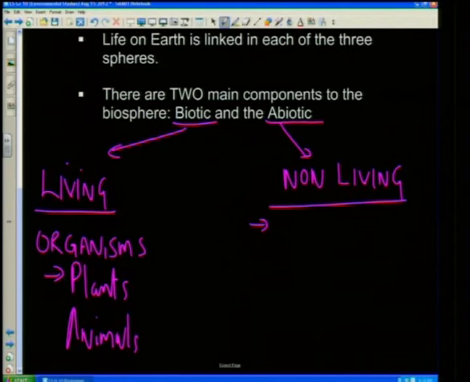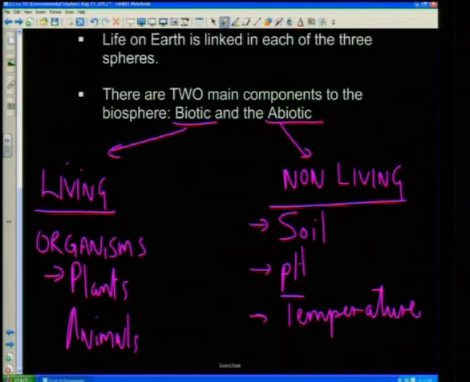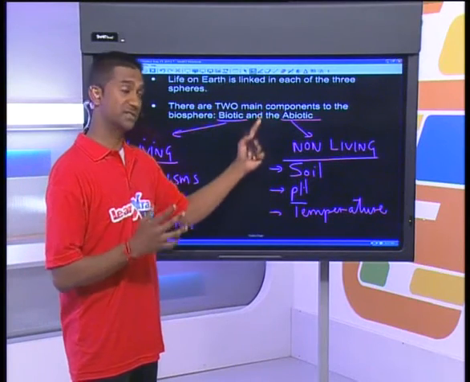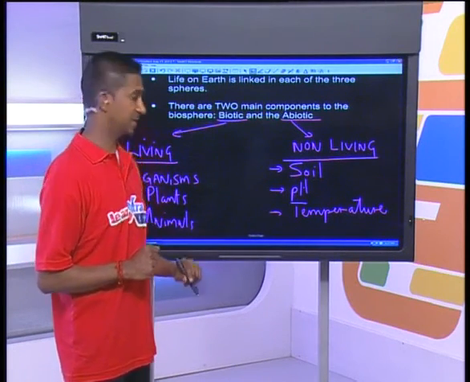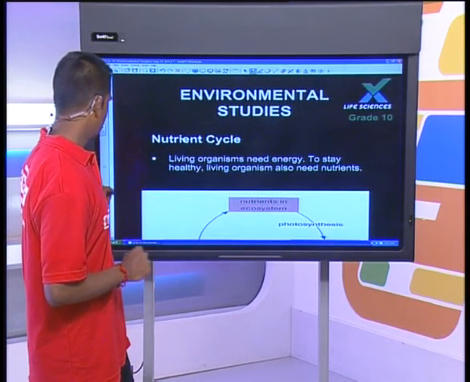would include the soil, the pH of the soil, temperature of the environment, and these are all factors that influence the type of organisms that inhabit a specific area. Okay.